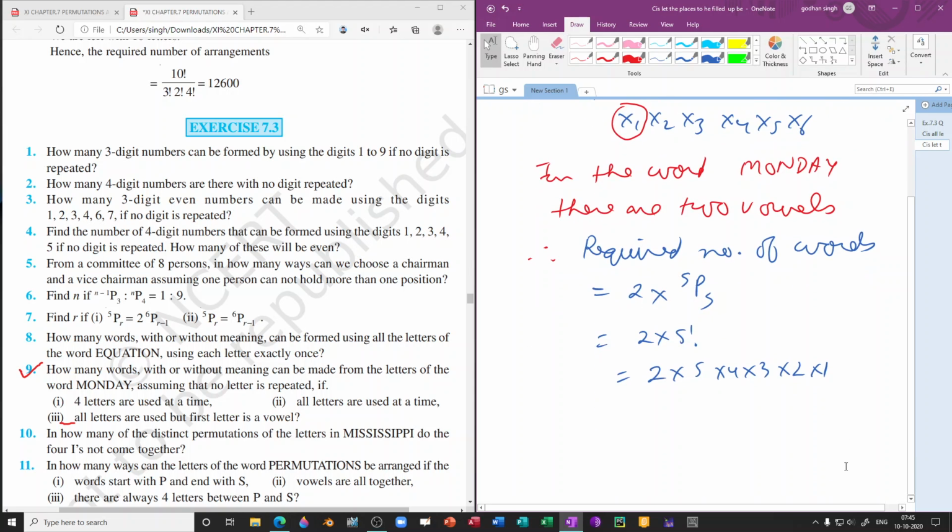So what you will be getting here, 3 into 2 is 6, 6 into 4 is 24, 24 into 5 is 120, 120 into 2 is 240. So the answer of the third part is 240.